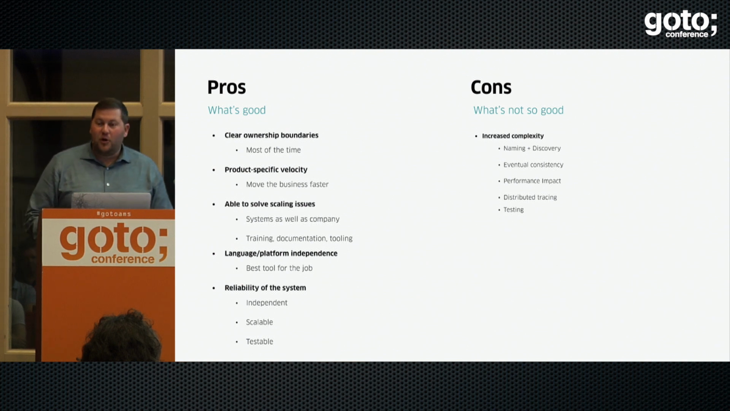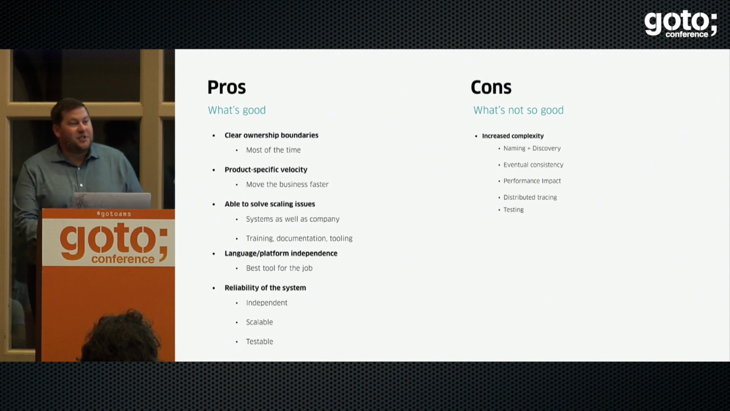Eventual consistency becomes a problem. Eventual consistency ultimately becomes a problem because your data no longer lives in a single place. It's spread out across many databases, across many services. And then distributed tracing. When you start to run into performance problems, how do you figure out the root cause of the performance problem?